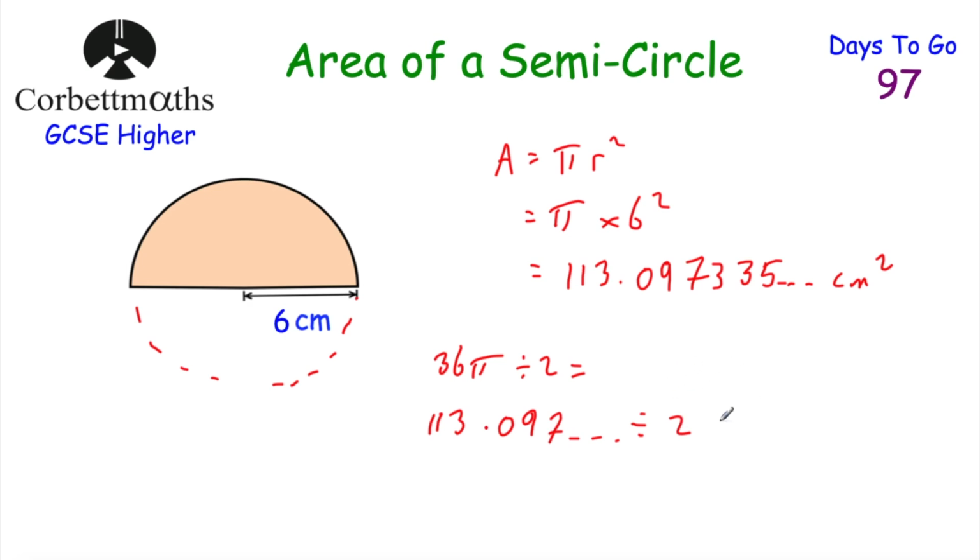So both of them are equal to 18 pi, or as a decimal number, 56.548 and so on centimeters squared. Now if the question said to give your answer perhaps to 2 decimal places, then you would give it as 56.55 centimeters squared. And depending on what you're asked in the question, it might be whether you give it in terms of pi or as a decimal number. Okay, so that's how to find the area of a semicircle.